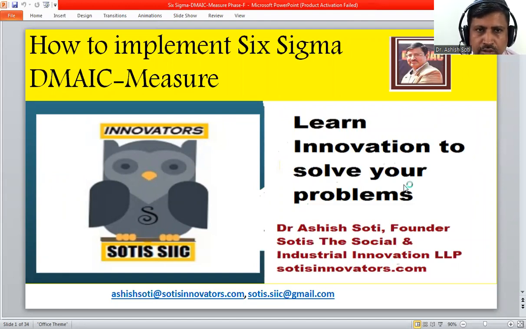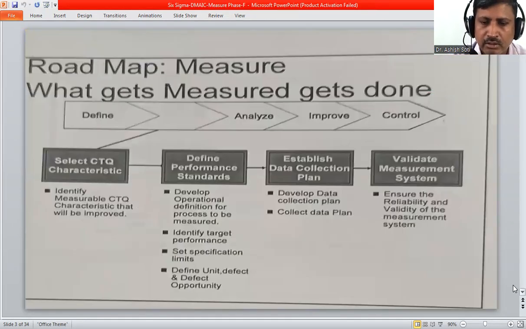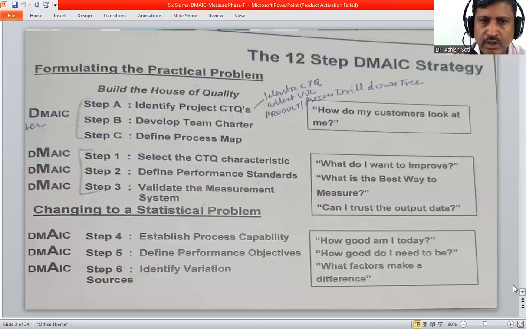So today we are going to discuss the next phase of the DMAIC model of Six Sigma deployment, that is the measure phase, and we are going to see the stepwise procedure to implement measure. We have seen in the previous video what is the meaning of define phase and how to implement define. Today we'll proceed with measure, and what we have seen earlier, I'll show you: define, step A, step B, and step C.